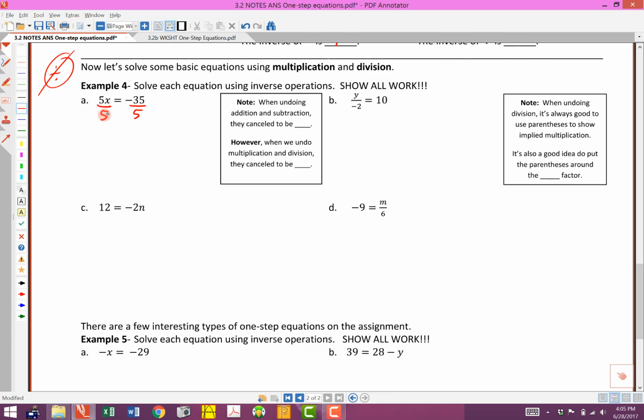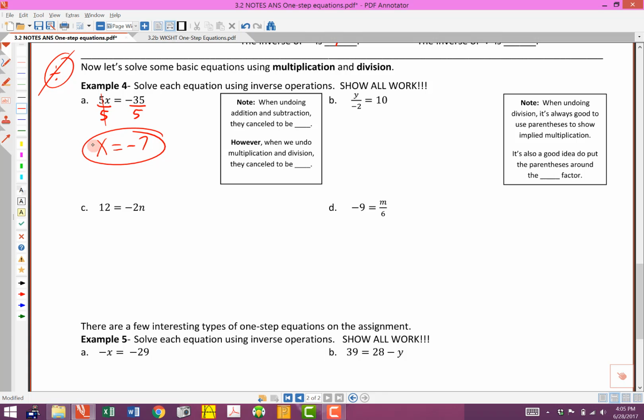Again, if you divide this side by 5, it's only fair to divide the other side by 5. Now 5 divided by 5, these are going to cancel each other out, and we're going to end up with an x over here. So these undid each other, and then over on this side we've got a negative divided by a positive, so we get 35 divided by 5, so negative 7. Okay, so the answer is negative 7.